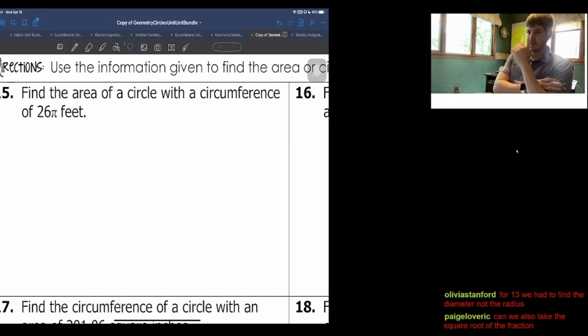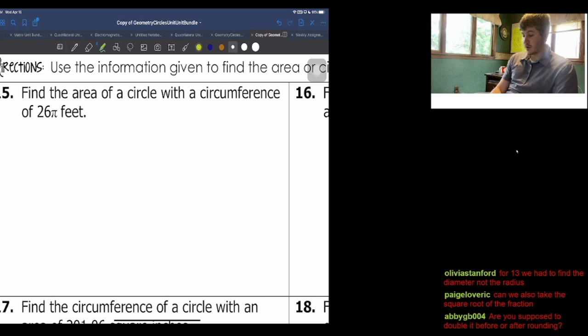All right, back to 15. Find the area of the circle with a circumference of 26 pi feet. So they're asking for the area, but they've given you the circumference, which is fine. Since they've mentioned both words, area and circumference, it is likely you're going to be using both equations.